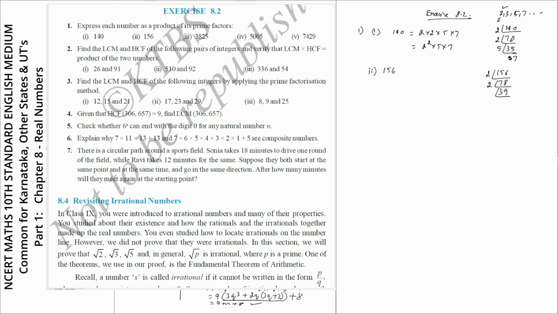Now this is an odd number. It's not divisible by 2. I'll go for 3. 3 ones are 3, 3 threes are 9. So 13 is a prime number. It's not divisible by any other number.